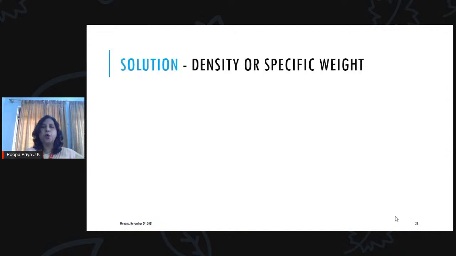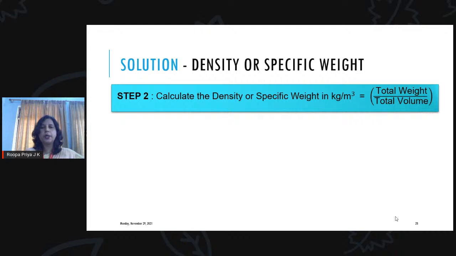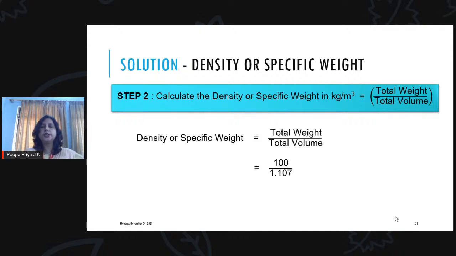That is the food waste, paper, cardboard, plastic, garden trimmings, wood, and tin cans. After calculating the volume, now we have to calculate the density or the specific weight, which is calculated using the formula total weight divided by total volume. According to this question, the total weight is 100 and the total volume which we have estimated is 1.107. Now our specific weight of the solid waste is 90.33 kg per meter cube for these components given in the problem.